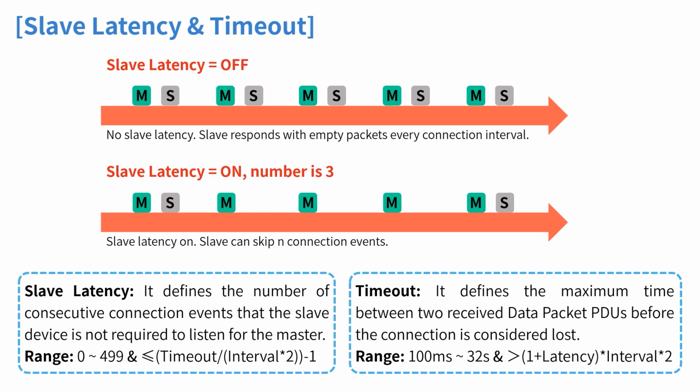This again reduces some power consumption. The slave latency ranges from 0 to 499, and it must be less than or equal to the timeout divided by the connection interval multiplied by 2, minus 1. The timeout means that if there is no successful communication between the master and slave within the timeout period, the connection will be considered disconnected. The timeout range is from 100 milliseconds to 32 seconds. There is a restrictive relationship between the connection interval, the slave latency, and the timeout.